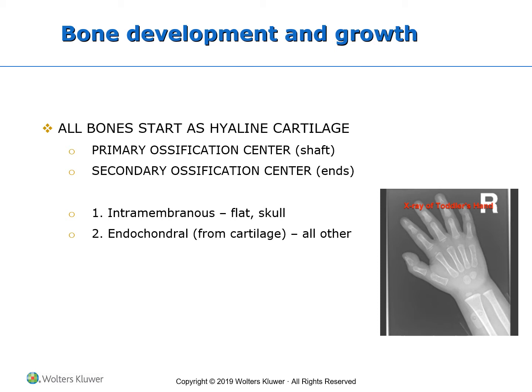So when we start to develop the bones, that will start as what is called primary ossification centers, and that's in the shaft of the long bones, especially, or in the middle of short or flat bones. And we have what is called secondary ossification centers that will start and develop bone at the ends of a long bone, as in the epiphyses, distal and proximal.